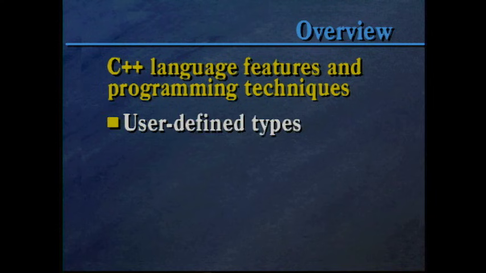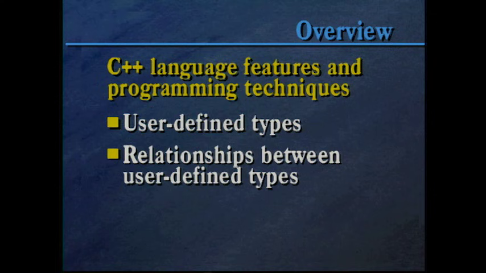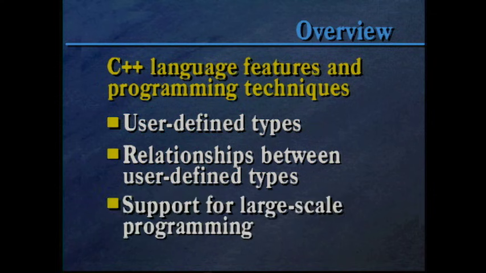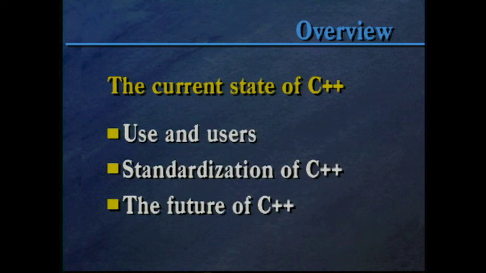That means things like classes, abstract classes, derived classes, uses of class hierarchies, templates, and runtime type identification. And finally, I will present some features specifically designed to support the writing of larger programs, namely namespaces and exception handling. Towards the end, I will look a little bit at how C++ is currently used and how it might be used in the future.